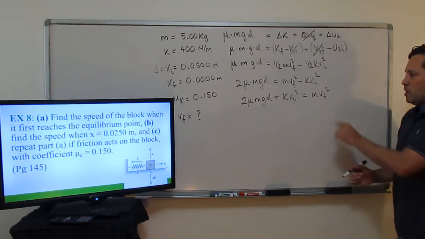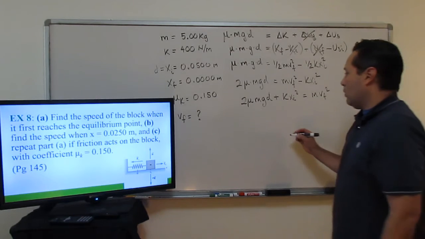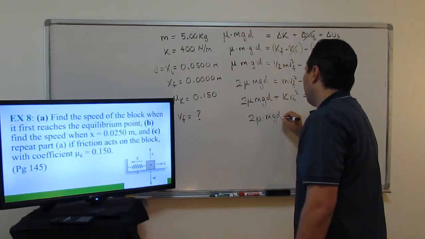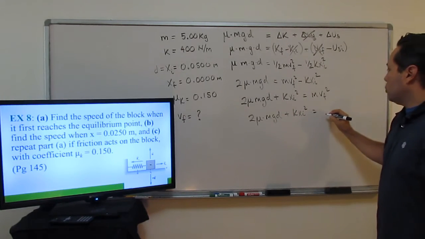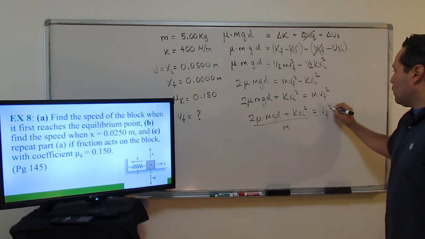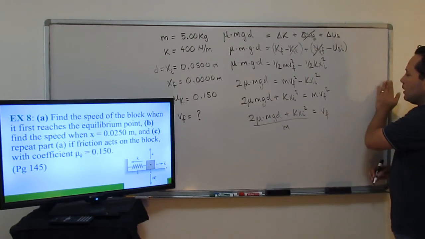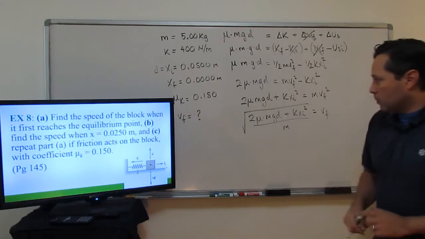Alright, what's next for me? I want to isolate the VF again, so we're going to get rid of the mass. So I'm going to divide by mass on both sides, so we're going to end up with this. It's equal to mass over here, velocity final right there. And then lastly, I'm going to square root it to get rid of that square. And that's going to give us our formula for this problem.